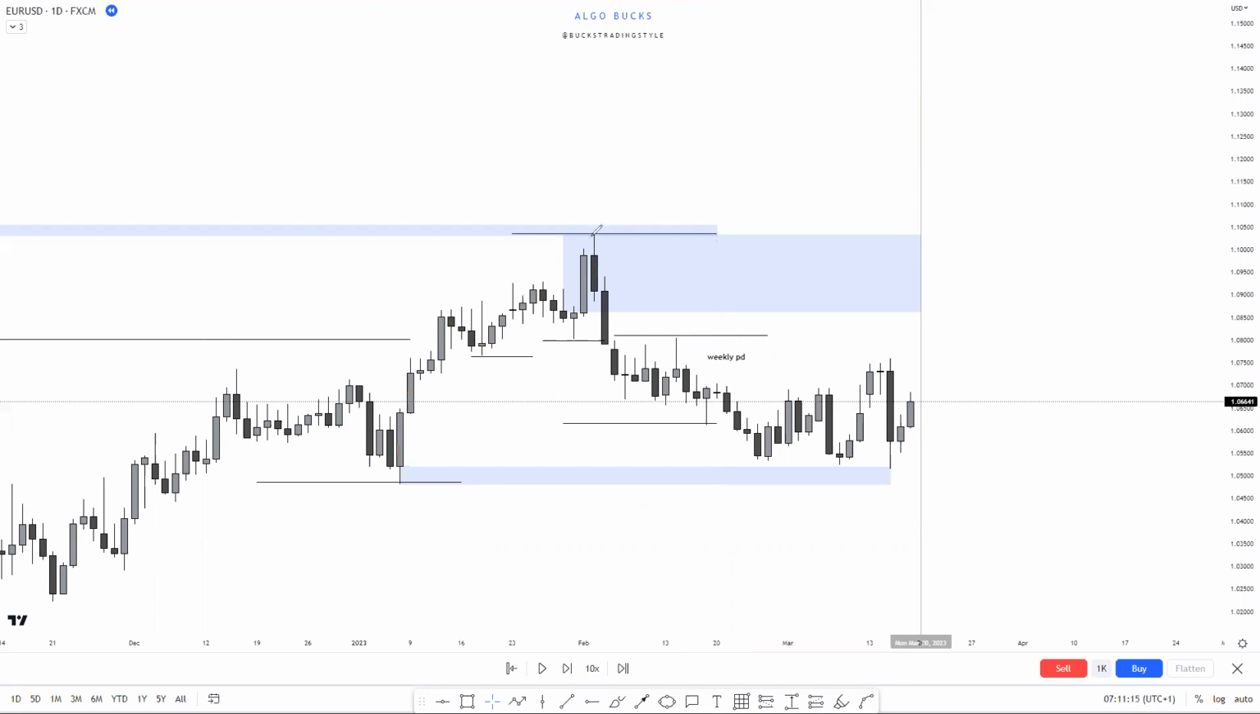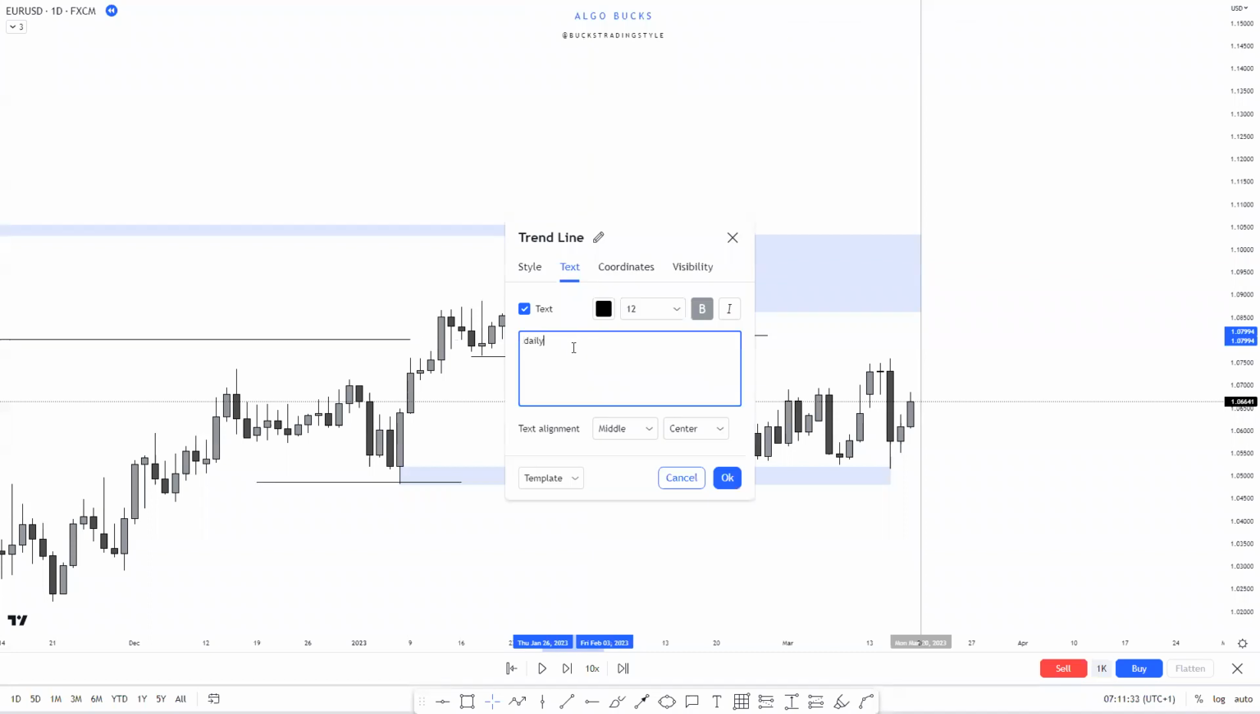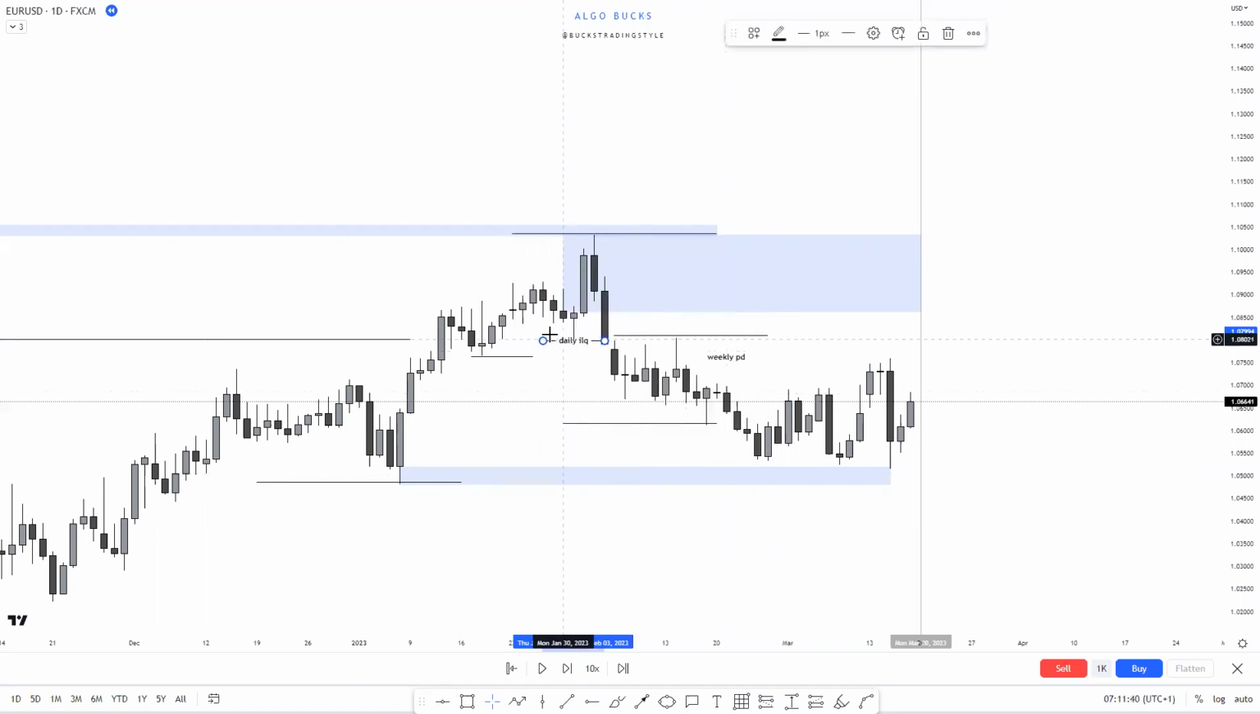But then price gave us a new high. So now we're seeing this as a daily inducement and probably want to buy from somewhere right here to go higher, okay? But because we are reacting from a higher time frame POI plus a higher time frame inducement, right, this right here is the daily ILQ. This is the daily ILQ.